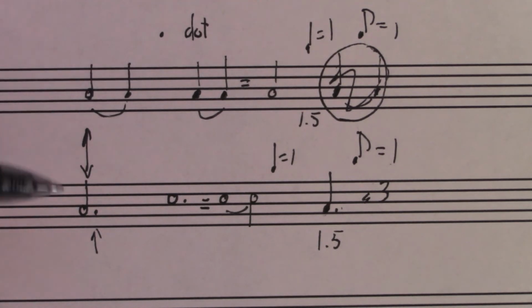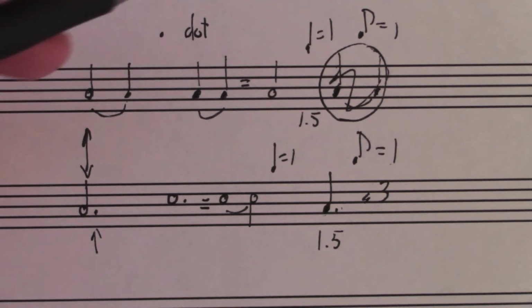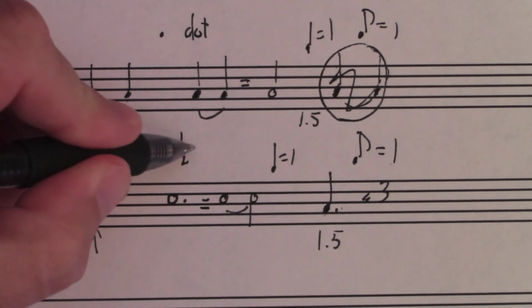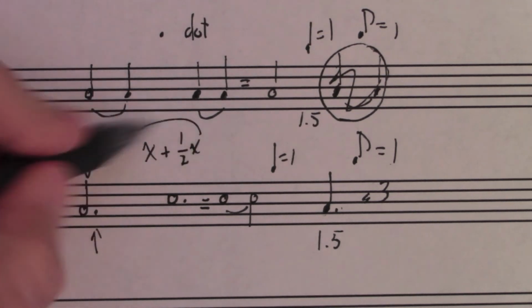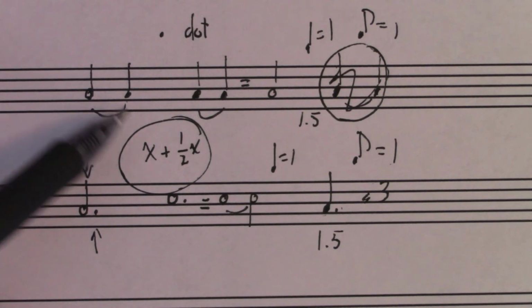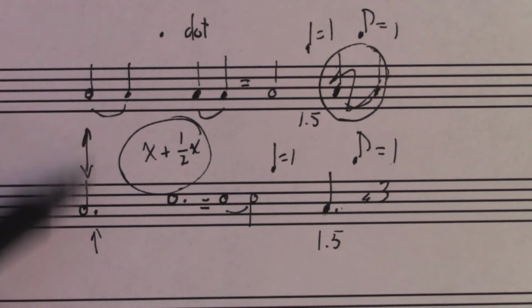And that's all a dot is. It is x plus 1/2 x. Look, algebra. But seriously, a dot adds half of the note it follows, and it's just like a tie, but it's just using the one note.